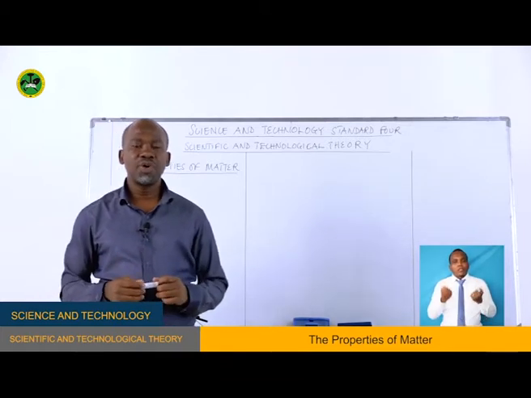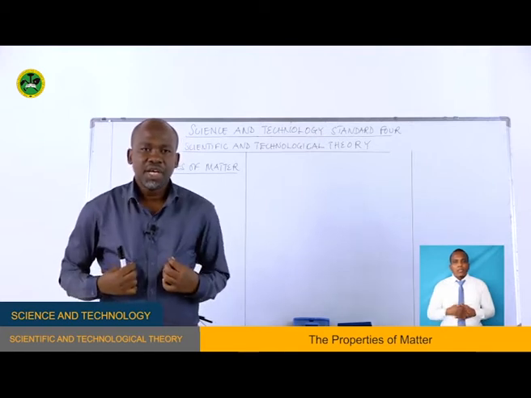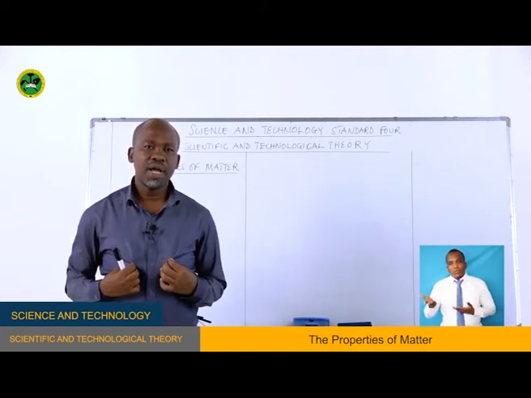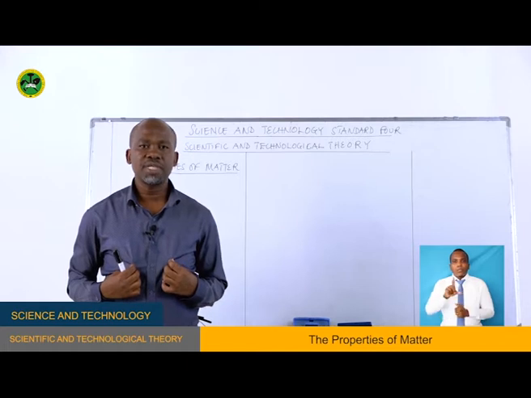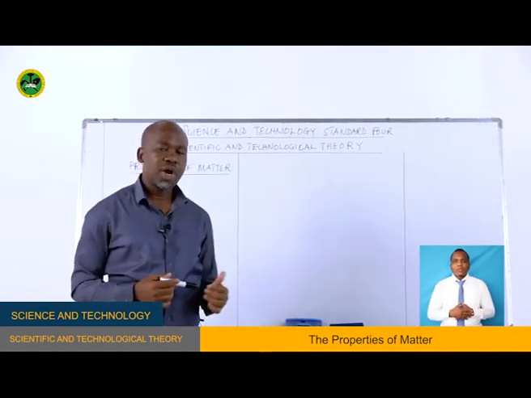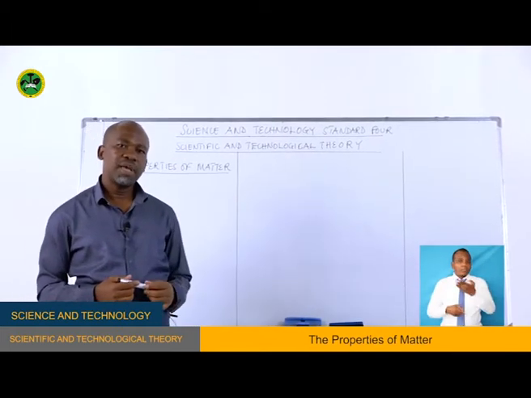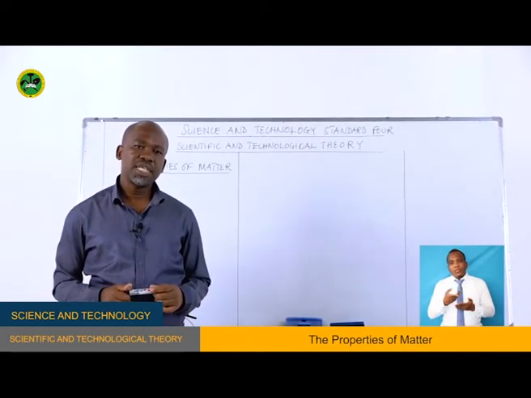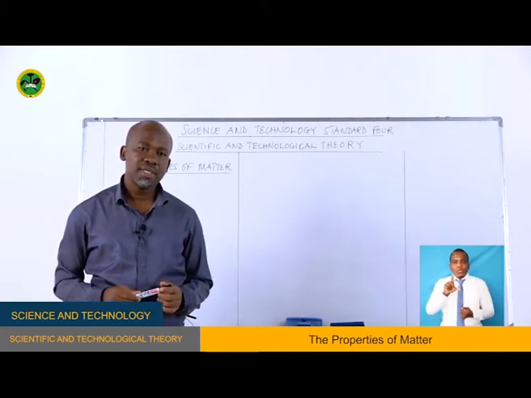Also, we have several examples. For example, my shirt here is matter. Why? Because it occupies space and it has mass. Also, the whiteboard here is matter. Why? Because it occupies space and it has mass.